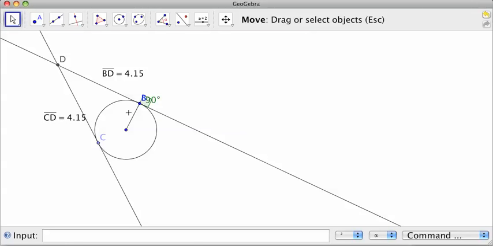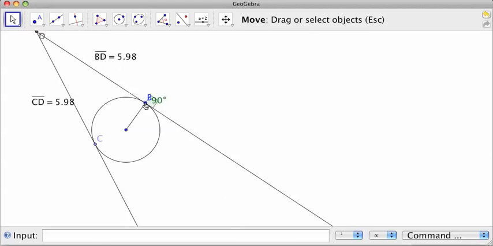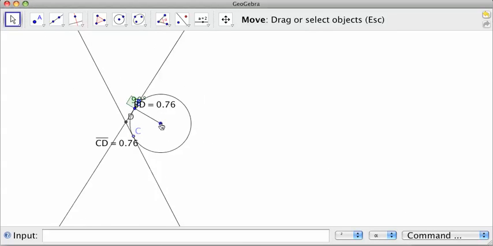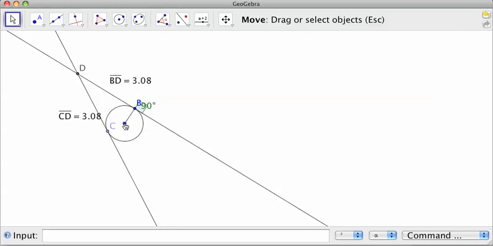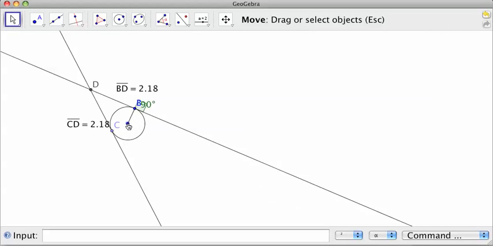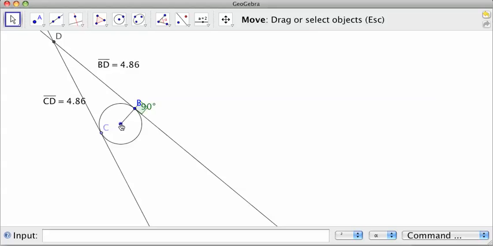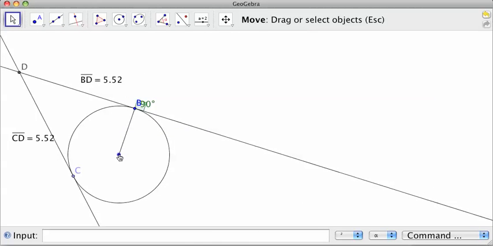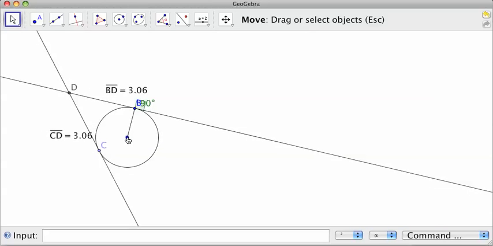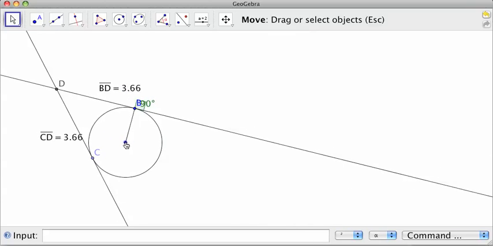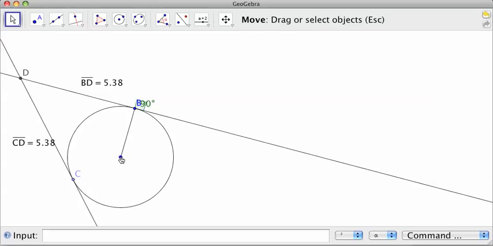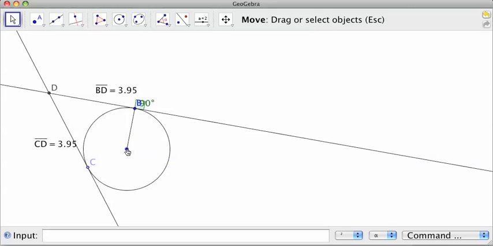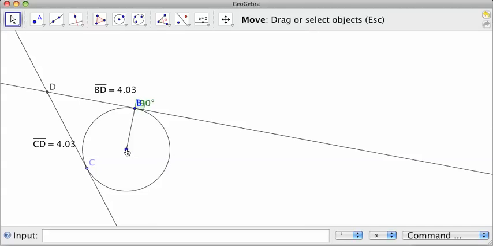And the beautiful part about this is, no matter how I change it, how I change the circle, the distance to D, from B to D and C to D, is always the same. No matter how I manipulate it. Always the same. And so that's the third thing you need to know about tangents. Where they cross, their intersection point is always the same distance to the tangent point on the circle.